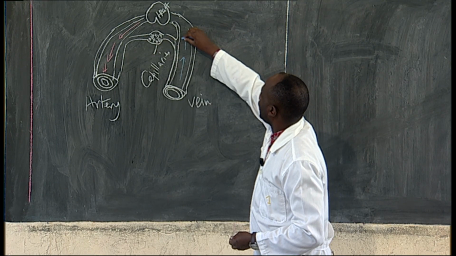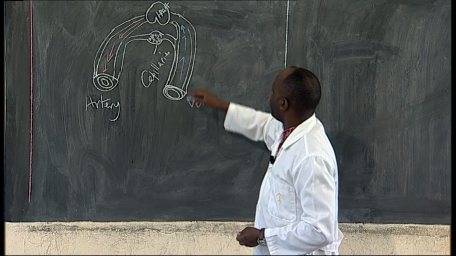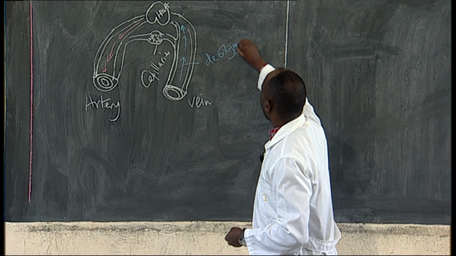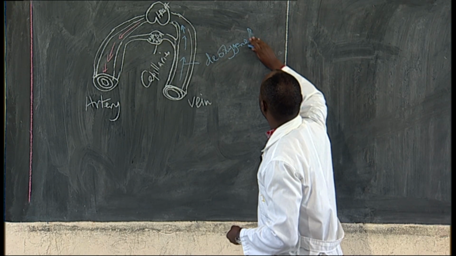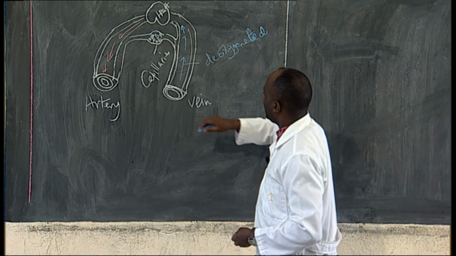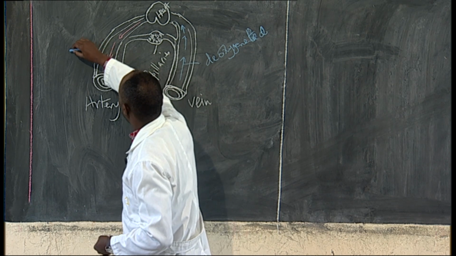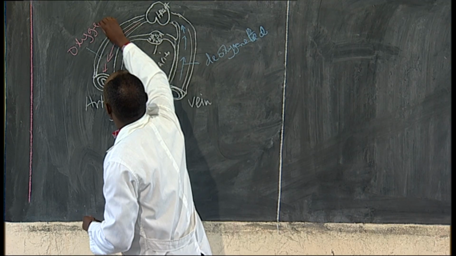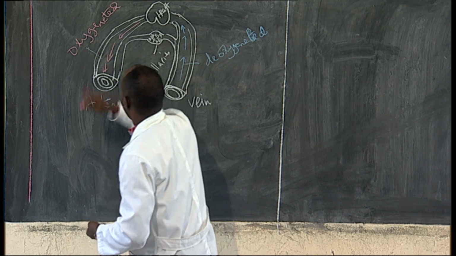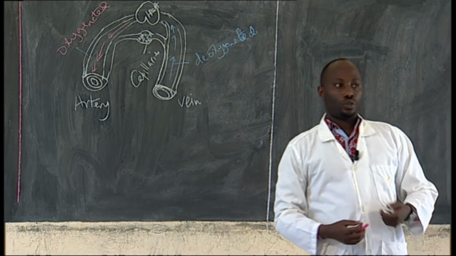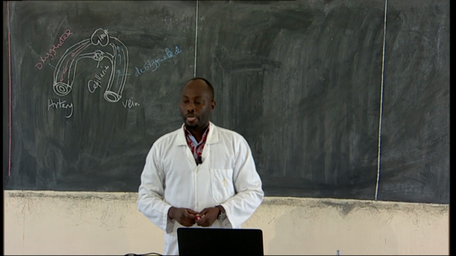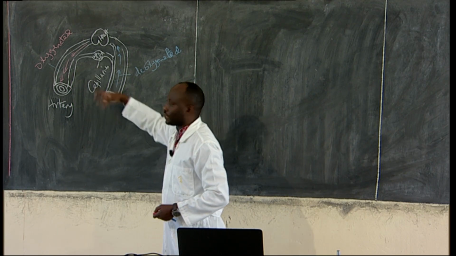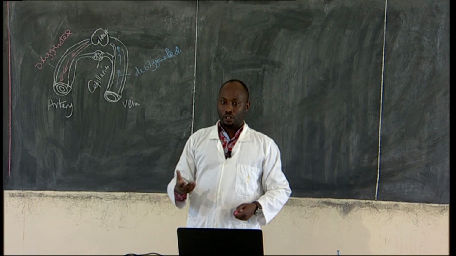So we have that diagram. Simply, we are reminding ourselves of what we discussed in the previous lesson. That one is an artery, this is a vein, this is a capillary. That is what we discussed in the last lesson.